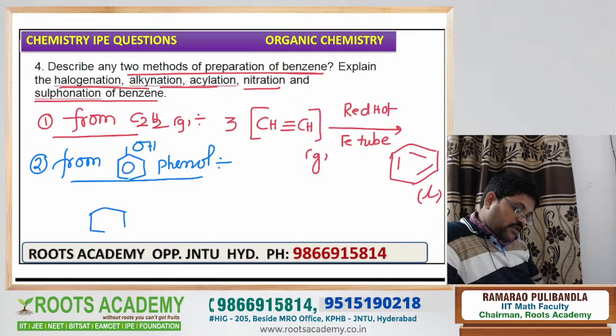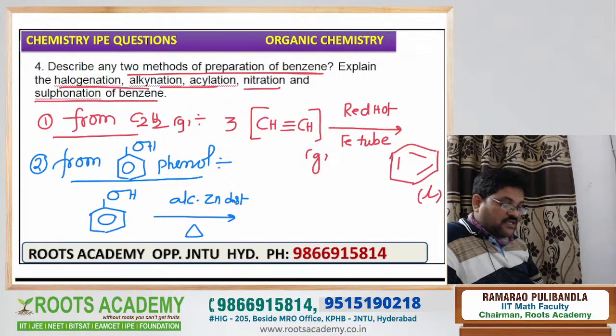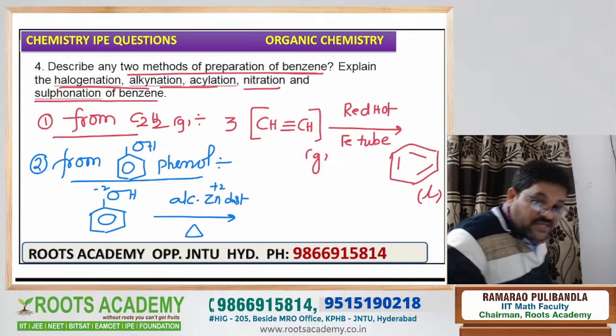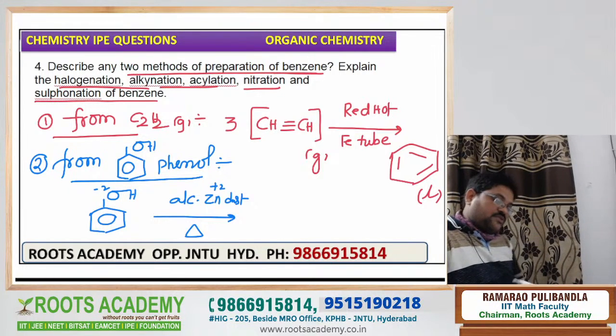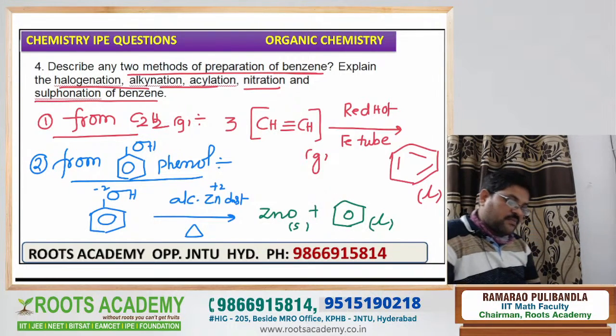Now simple explanation. To the phenol we add alcoholic zinc dust, heat with alcoholic zinc dust. When heated with alcoholic zinc dust, zinc is in +2 state, oxygen is in -2 state, and zinc oxide is lost as a solid, and you get benzene. So this is the preparation of benzene from phenol.